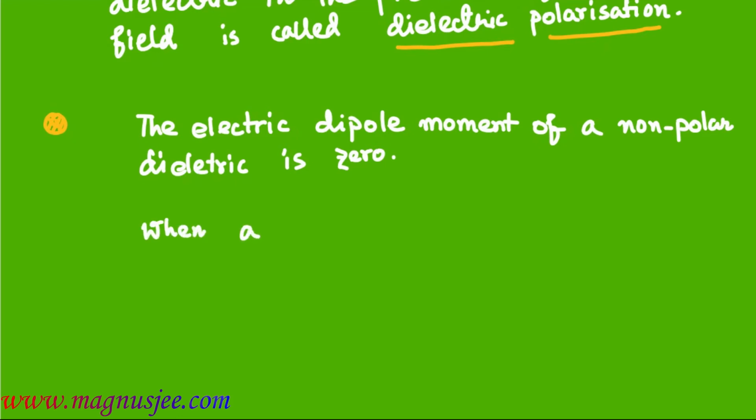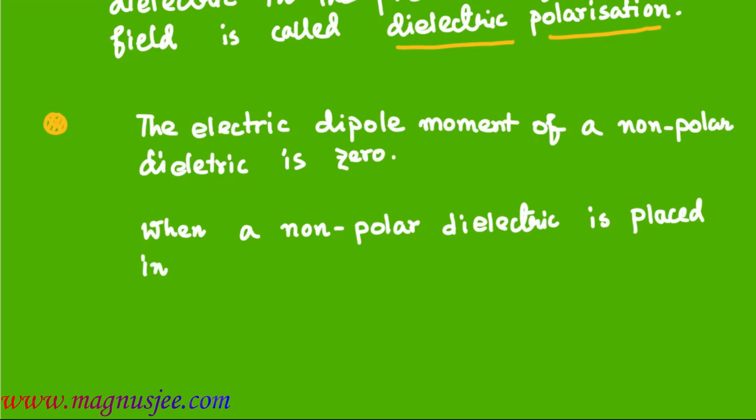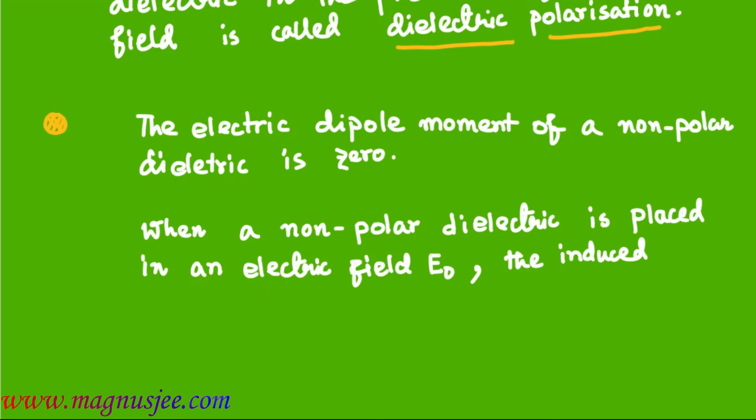When a non-polar dielectric material is placed in an external electric field E0, an induced electric dipole moment appears.